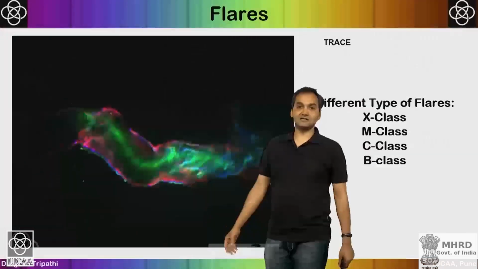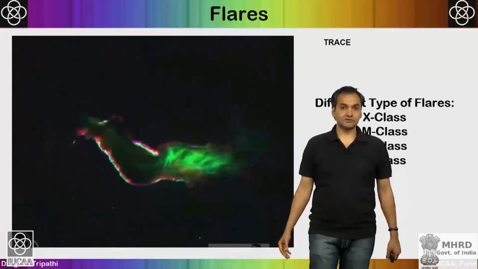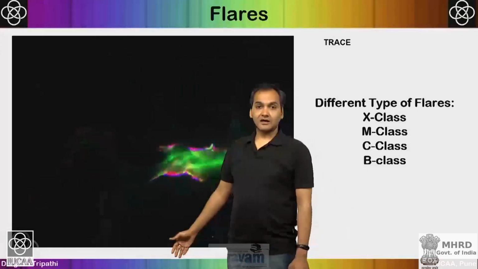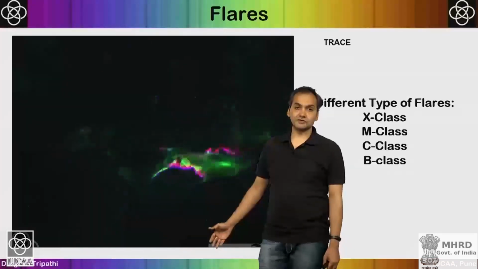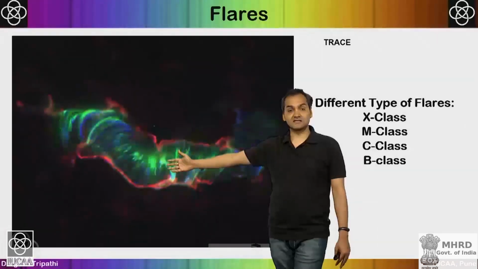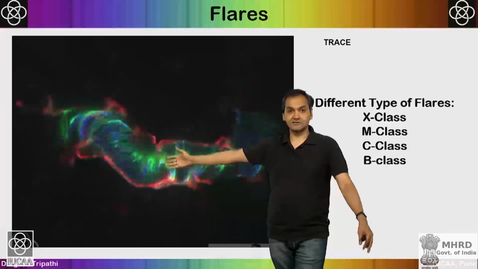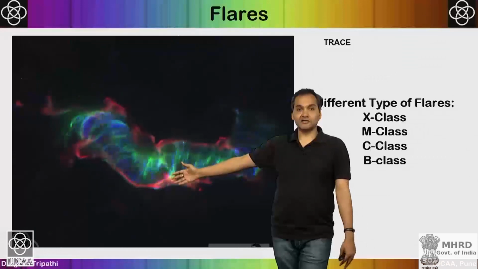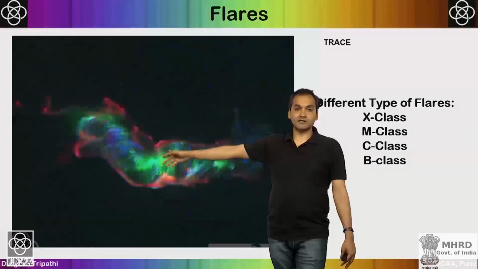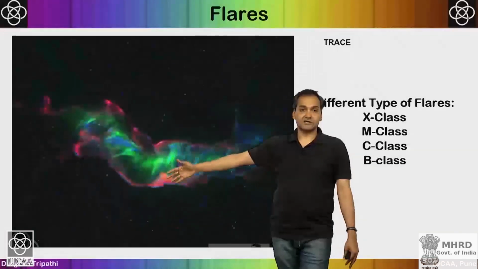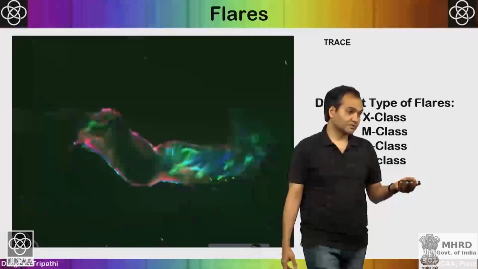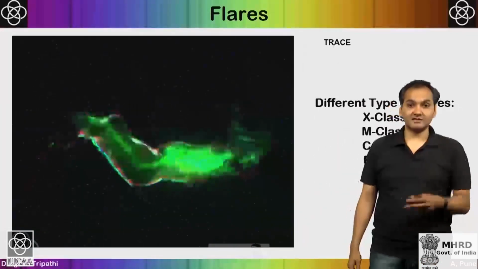So, this is the Bastille Day flare which happened in 2002, taken by TRACE, and there are three different filters. The three different colors in this represent three different filters, which essentially means there are three different temperatures of plasma. You see only a part of the disk very close to the disk center, and you see this sudden brightening appearing and the formation of these loops, which you also see in the Udaipur Solar Observatory H alpha observation of a flare.